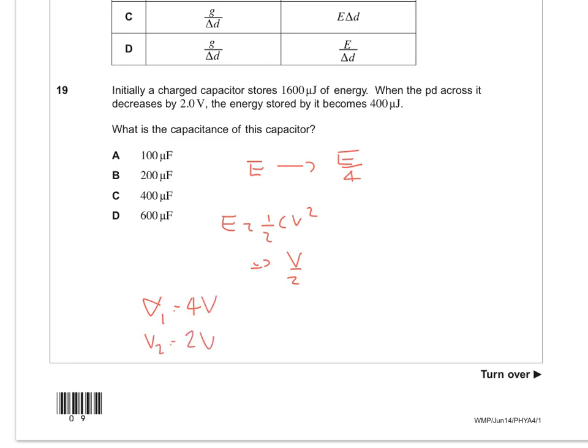So we can now put that into our equation. So let's do it for the first one. 1600 times 10 to the minus 6 gives you microjoules, times 2 and divided by 4 squared, because that's the potential difference. And that gives you 2 times 10 to the minus 4, or 200 times 10 to the minus 6, which is option B here.